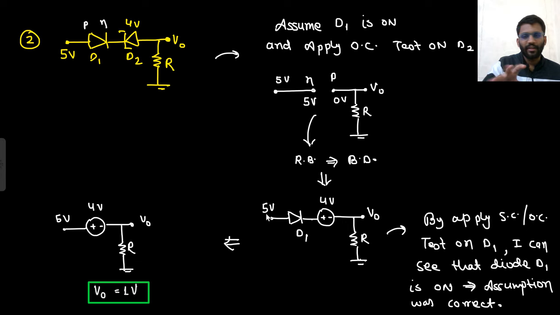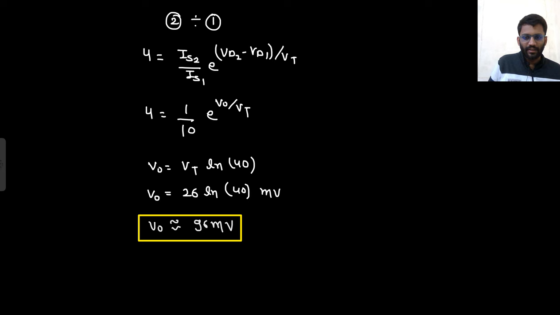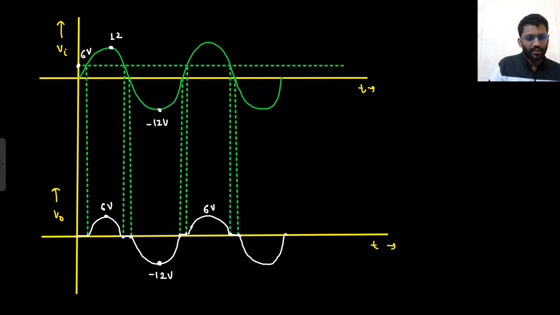Then this was the very simple general diode question, and this was also a conceptual question where you needed to find the value of V naught. This was the first part of our assignment. In the next part, we will see a few more questions, right? So we will meet in the next video.